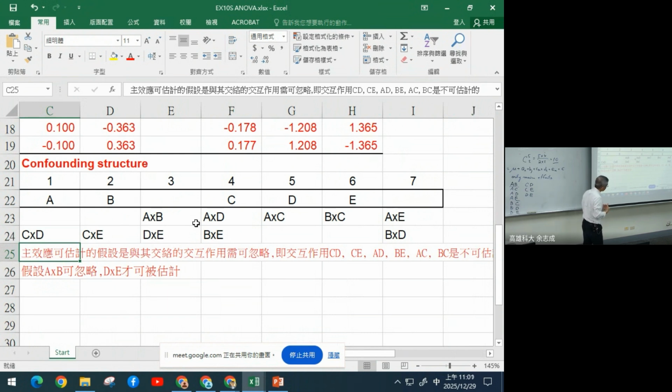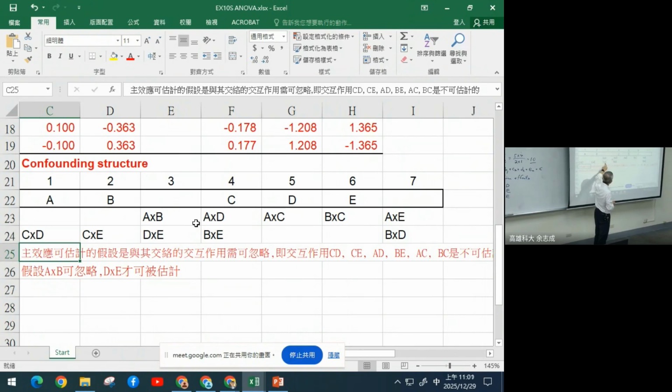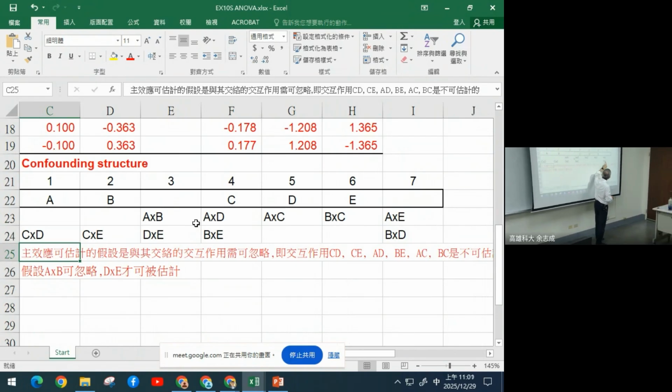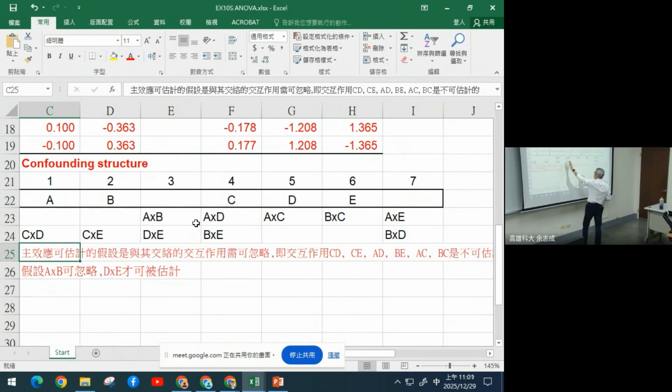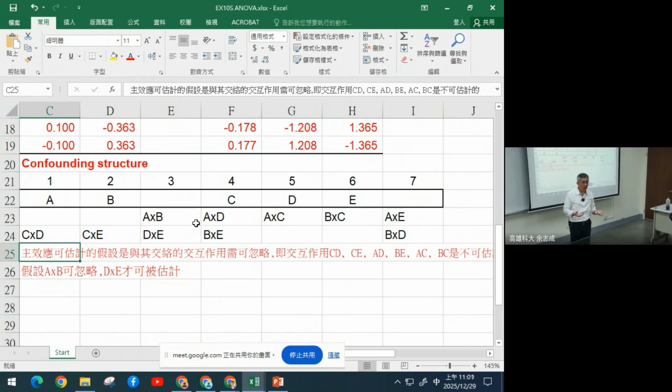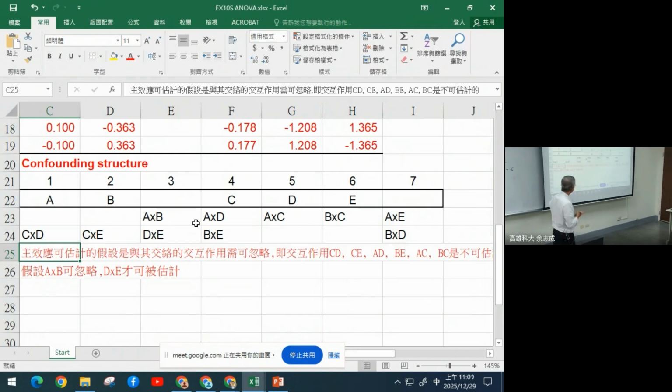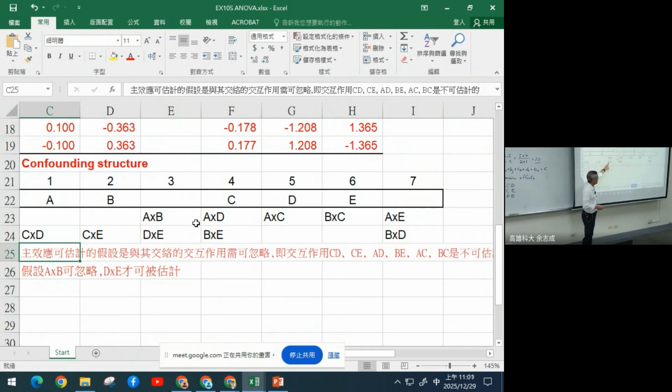The only possibility that you can estimate the interaction will be AB, DE, or AE, BD, because these four interactions aren't confounded with main effects. Even so, if you want to estimate DE, since it is confounded with the AB interaction, you can only estimate one of them, either DE or AB. If you want to estimate DE, the assumption is AB needs to be negligible.